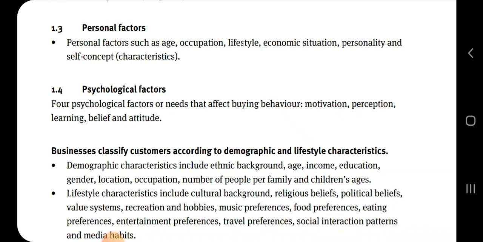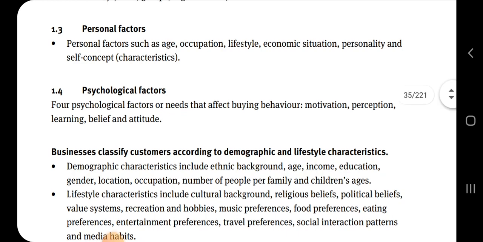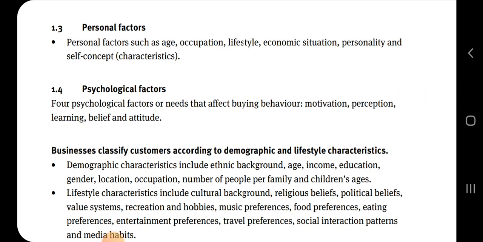Personal factors are age, occupation, lifestyle, economic situation, personality, and self concept. When we have personal factors, it might be just your personal preference because of you as a person. You just prefer this because it makes you feel a certain way. Some people like everything to be about aesthetics because they just like to feel good, so aesthetics makes it for them. They will just eat food that matches their aesthetic preference, while other people don't mind, like food is food, as long as my stomach is full. Those are personal factors.